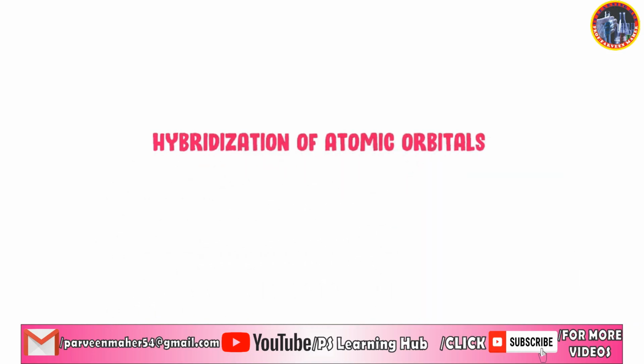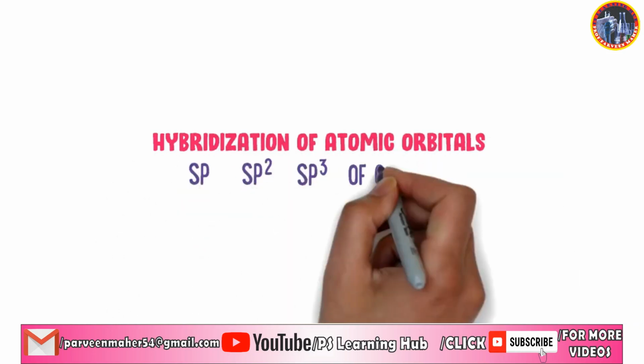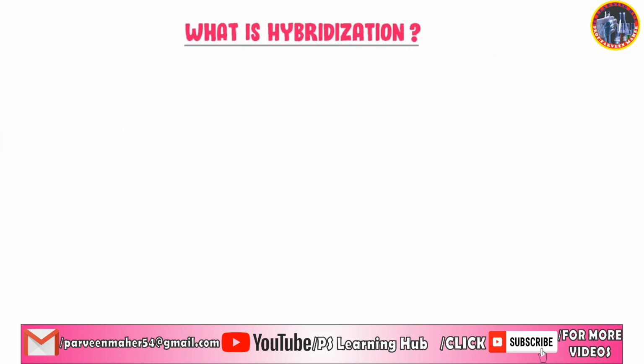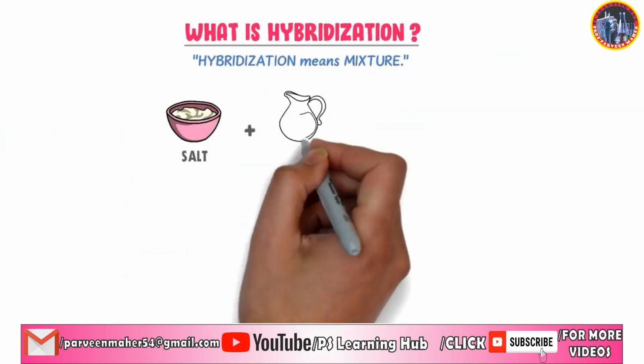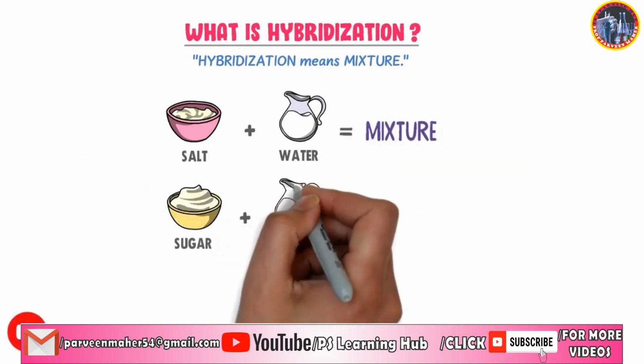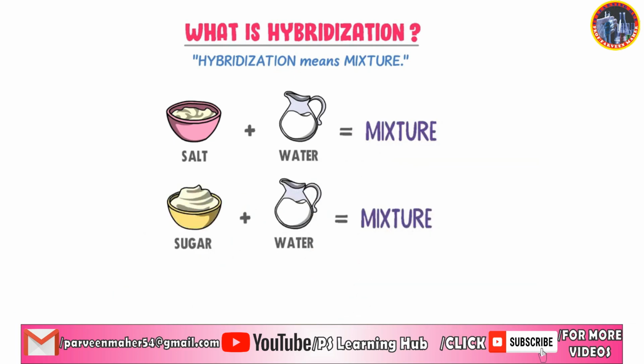Hybridization of atomic orbitals and sp, sp2, sp3 hybridization of carbon. Firstly, let me teach you what hybridization is. Well, the word hybridization means mixture. For example, when you mix salt plus water, you get a mixture. When you mix sugar plus water, you get a mixture.